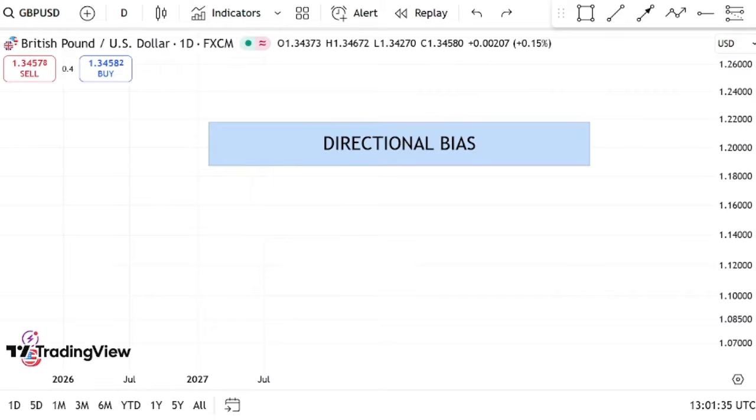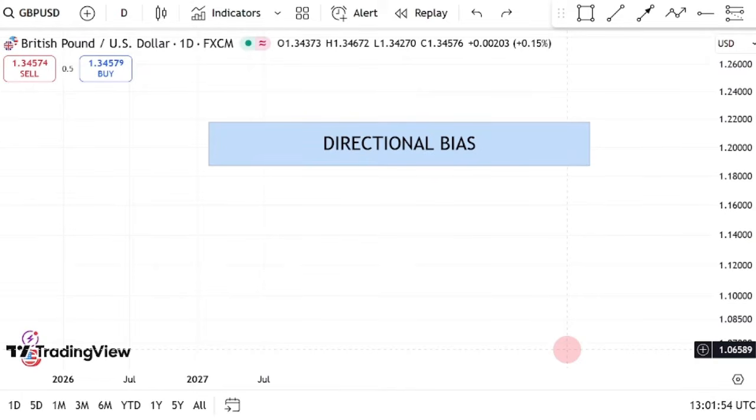We're discussing directional bias. So, what do you understand by directional bias? Let me throw the question to you. Let me know in the comment section. Okay, so directional bias, in simple terms, is just talking about where the market is heading to.